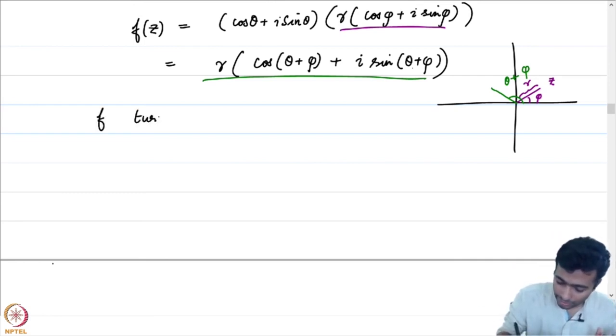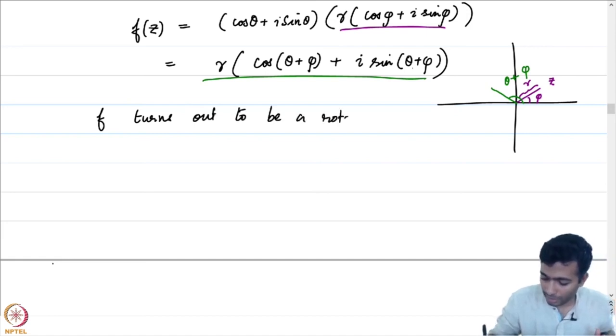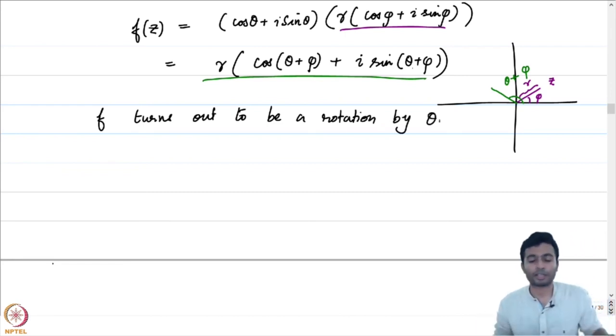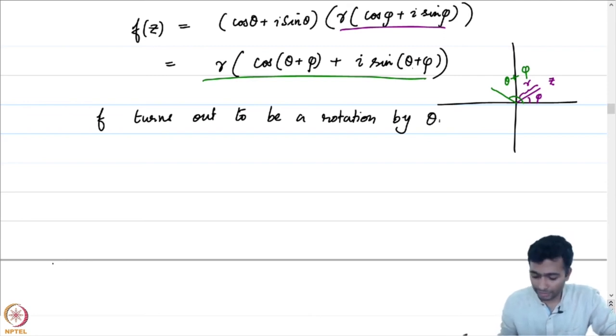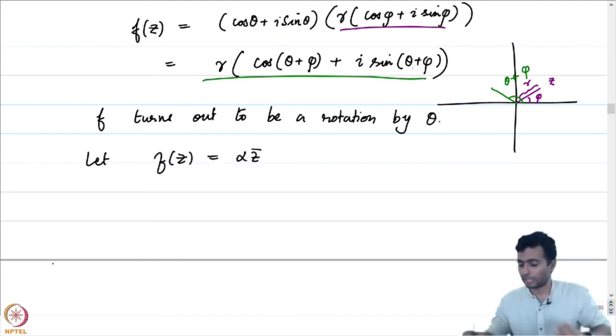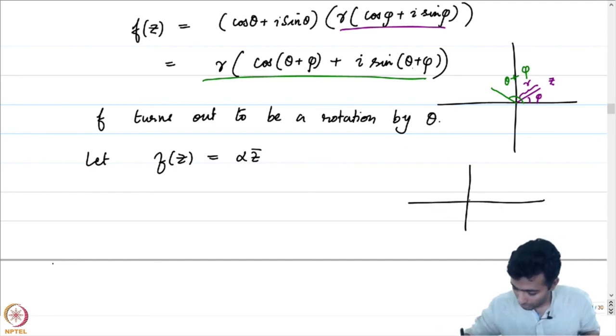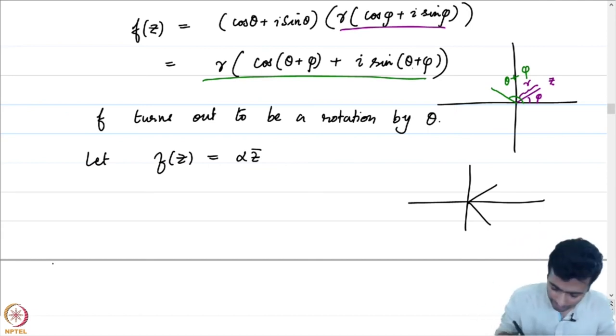f turns out to be a rotation by theta. That is the geometric description of the isometries of the type f of z is equal to alpha times z. In fact, alpha times z bar can be described very similarly. Now let f of z be equal to alpha times z bar. What is that? The z bar is first a reflection along the real line, and then we are rotating it. Therefore, the description is very simple here.